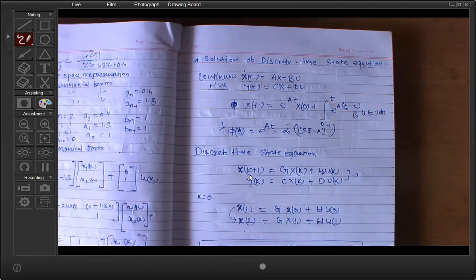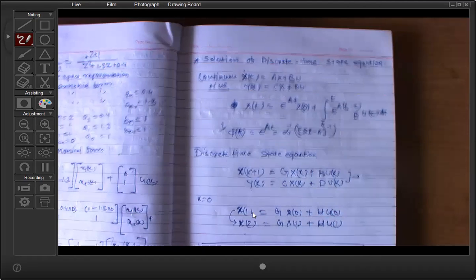In the discrete time state equation, x(k plus 1) is equal to G x(k) plus H u(k), and y(k), that means the output equation, is equal to C x(k) plus D u(k). It is almost similar to the continuous time domain, that is G is equivalent to A, H is equivalent to B, C is equivalent to C, and D is equivalent to D.